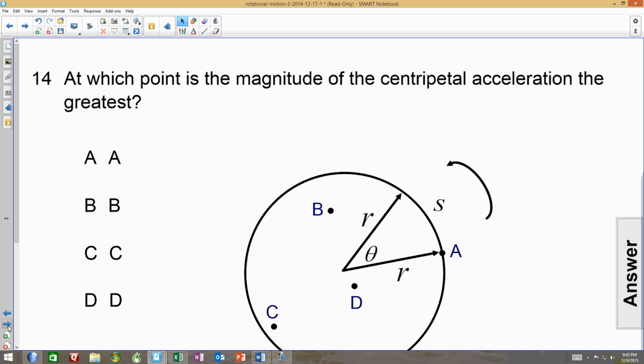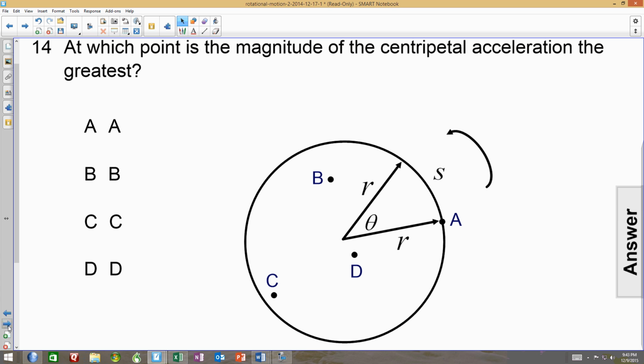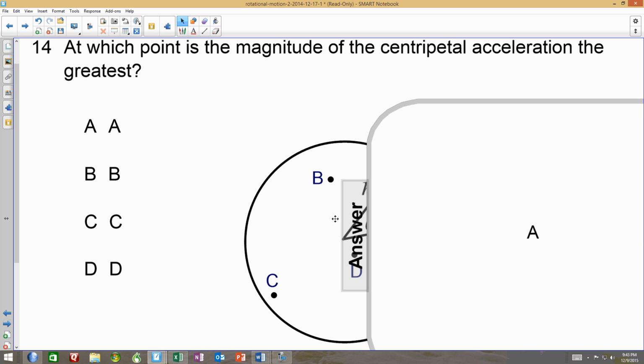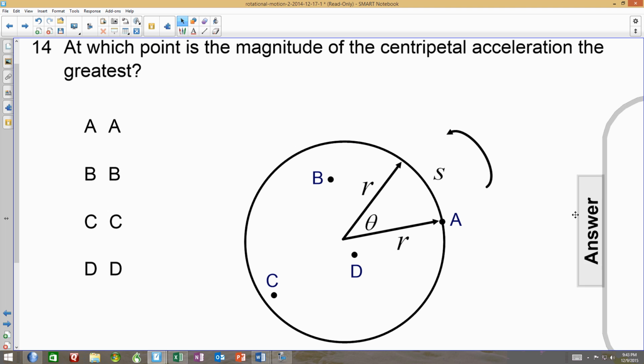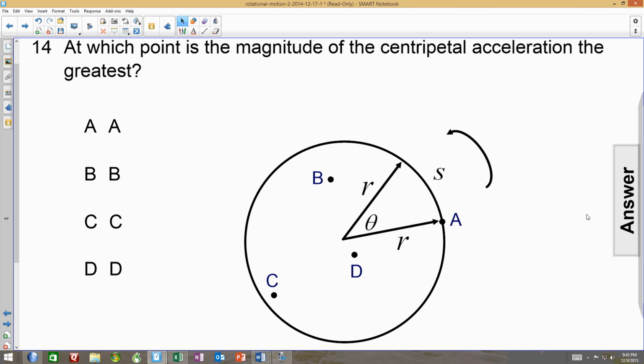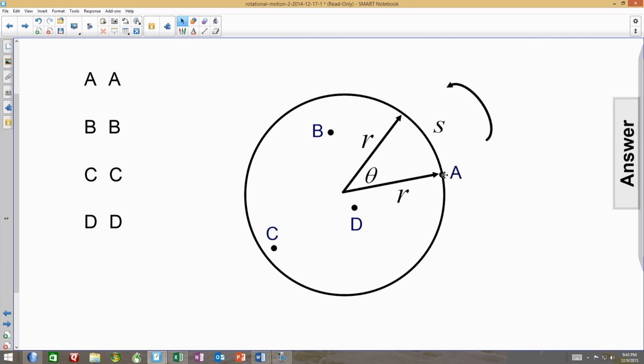At which point is the magnitude of the center-seeking acceleration the greatest? Go ahead and pause if you need to. Okay, so let's see what you chose. The correct answer is A. A is where you have the greatest center-seeking acceleration, right there. Can anyone tell me why? Think about the definition of center-seeking acceleration, and that will give you your answer.